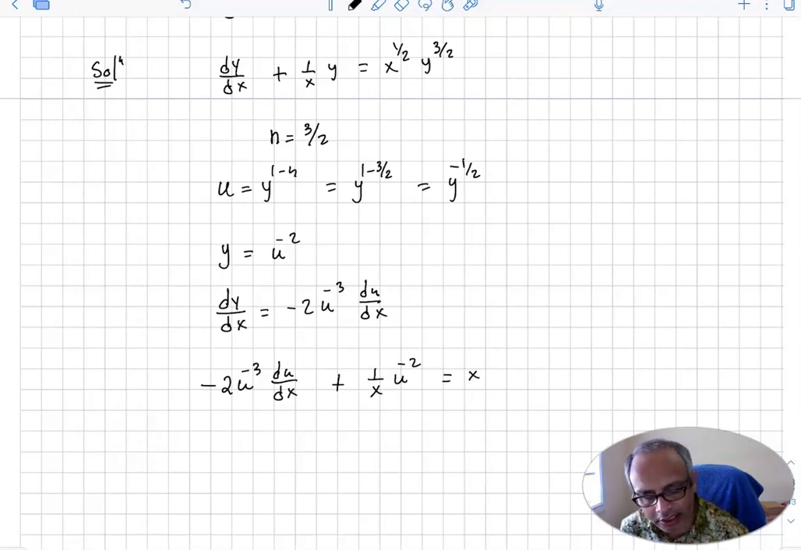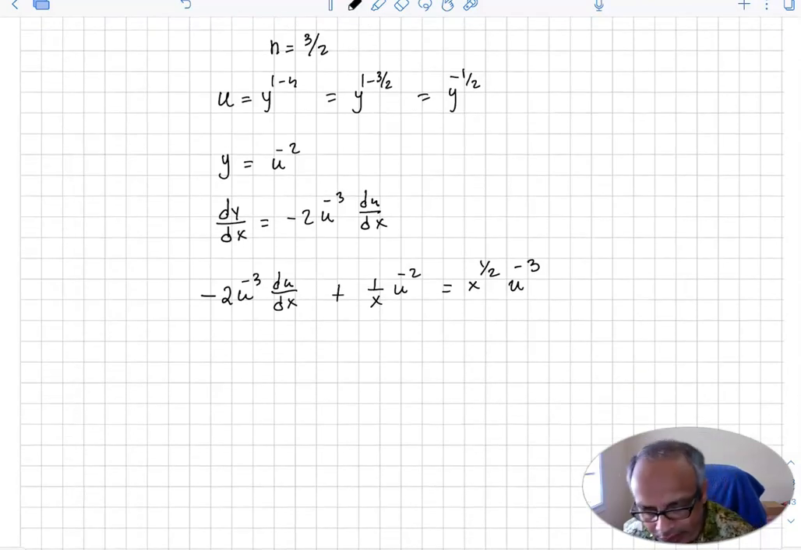On the right-hand side, x to the power half, and you have y to the power 3 over 2. Well, y is u to the power negative 2, so y to the power 3 over 2 can be calculated from here: negative 2 times 3 over 2, so negative 3.